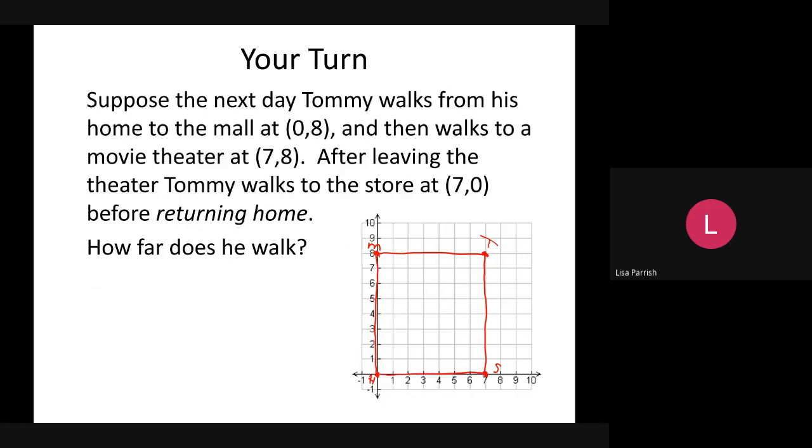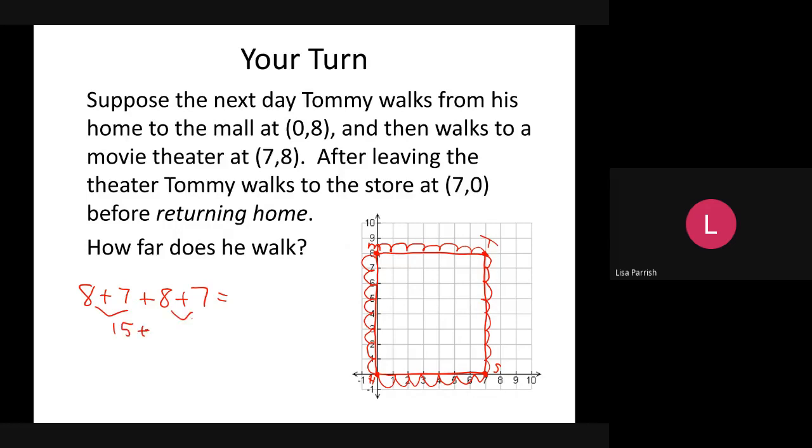Okay. And then you can do this a couple different ways. I'm going to show you two quick ways. First way is to count like we did in the previous examples. 1, 2, 3, 4, 5, 6, 7, 8. 1, 2, 3, 4, 5, 6, 7. 1, 2, 3, 4, 5, 6, 7, 8. 1, 2, 3, 4, 5, 6, 7. Okay, so 8 plus 7 is 15.